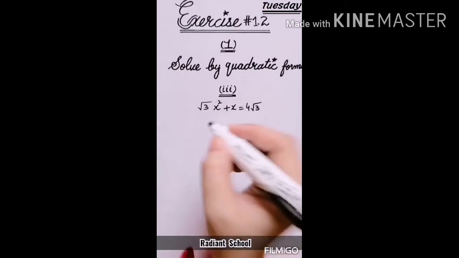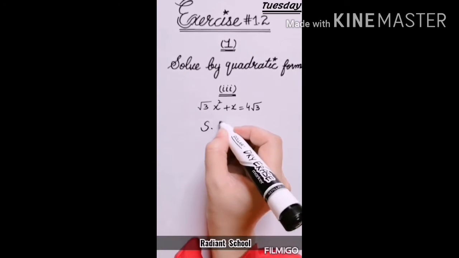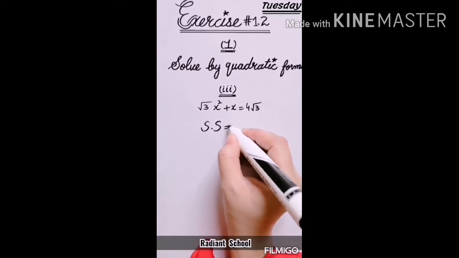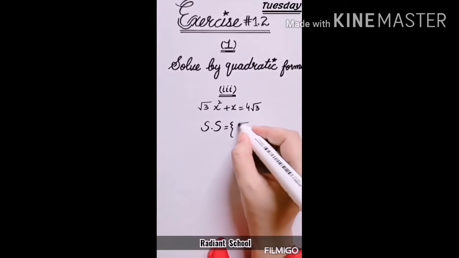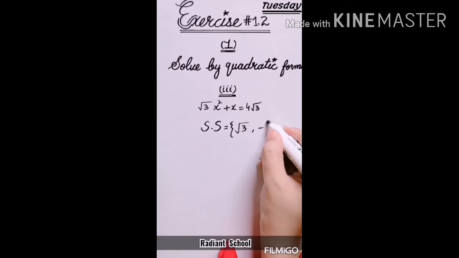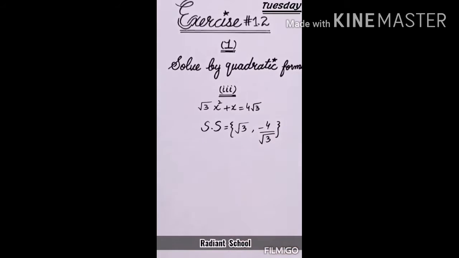Now we will write the solution set. Solution set is equal to square root of 3 and minus 4 over under root 3.